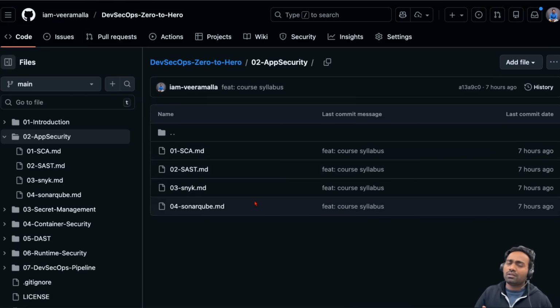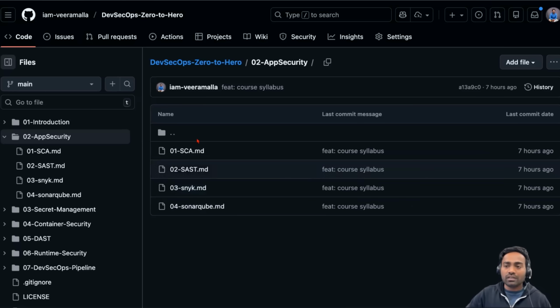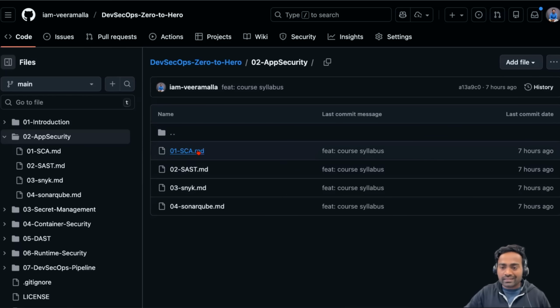I'm sure a lot of you must have used SonarQube in the past, but I'll discuss how you can use SonarQube in real time, what kind of vulnerabilities you can identify using SonarQube, and how you can configure SonarQube for your application in real time. Along with that, we will also learn about Snyk. Snyk is again a very popular open source tool that is used by companies in real time. This is going to be your day two. So we will focus on SCA and SAST.